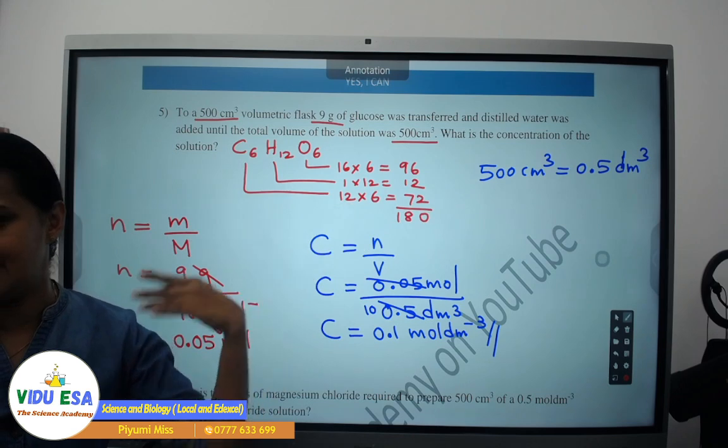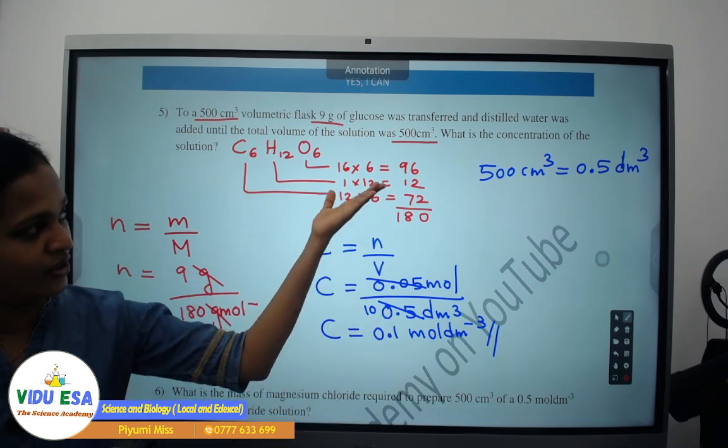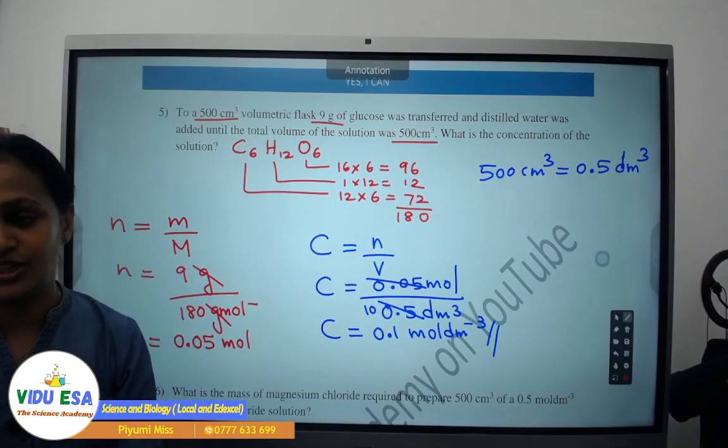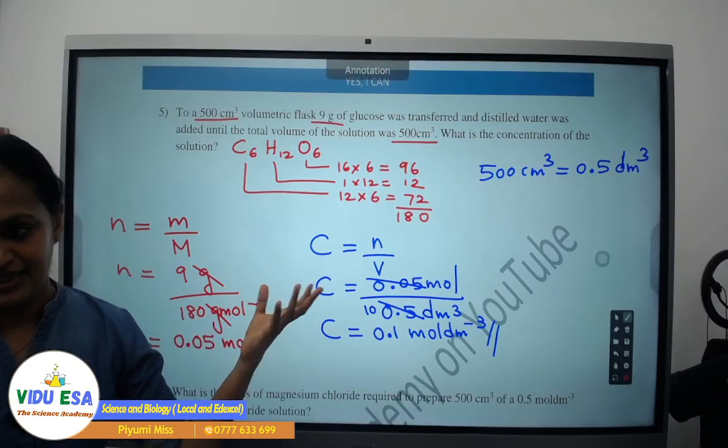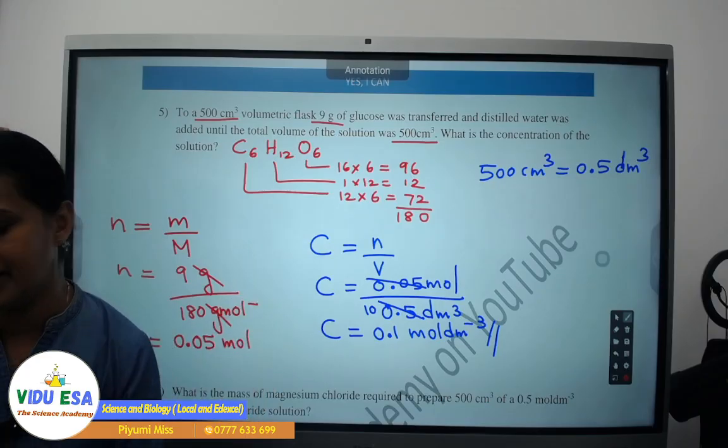Always use the two equations. In addition to that, you should know how to find the relative molecular mass and convert it into the molar mass. That's all.